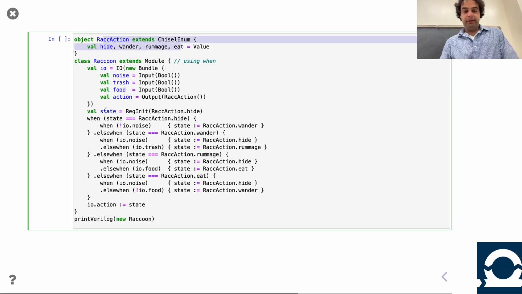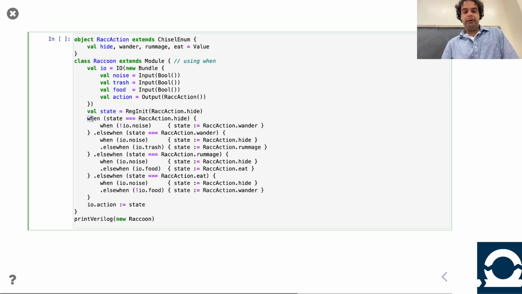Now our state is a register, right? So we're keeping it persistent over time. And we use the init field to set the default coming out of reset to be the hiding state. Okay, so we're in the hide state. You can see we can refer to these enums with the object name and then dot hide. There is a way to include the internals to remove this prefix, but I think it's more clear to have that more verbose name.